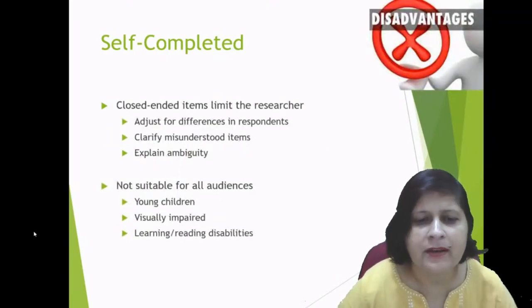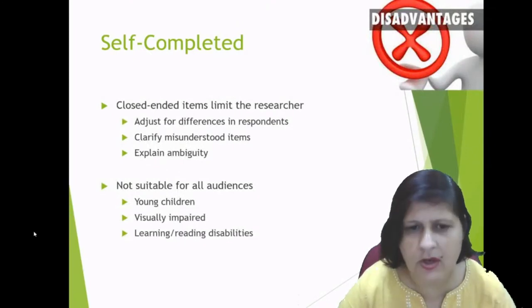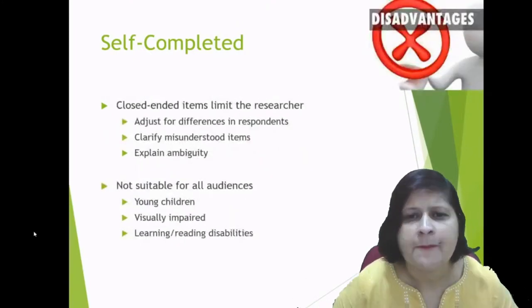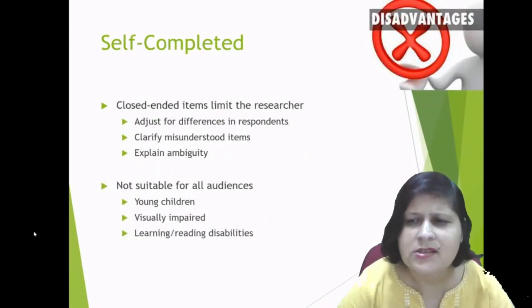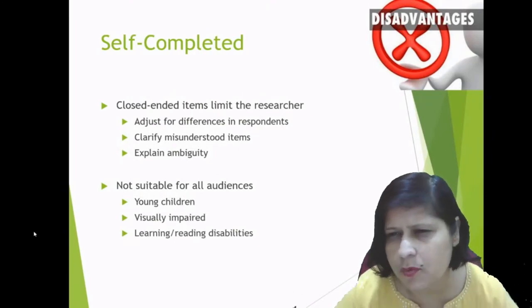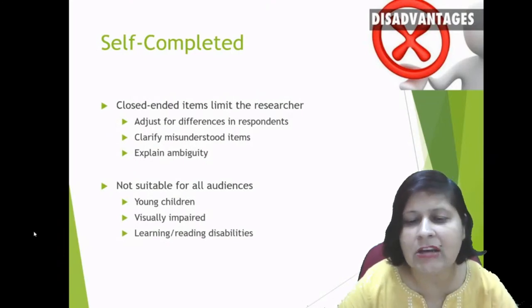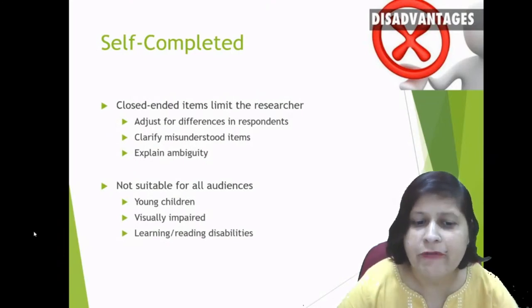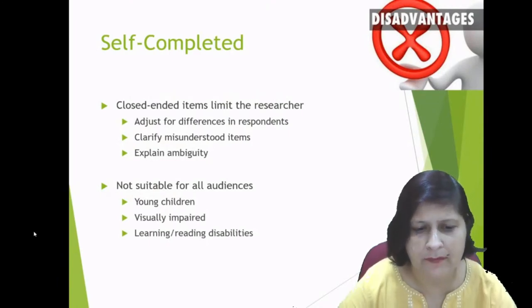Close-ended items limit the research. Disadvantages of the self-completed is that closed-ended items limit the researcher. If the researcher wants to know more about the things, then it limits the researcher. Adjust for differences in respondents. Clarify misunderstood items. Explain ambiguity.